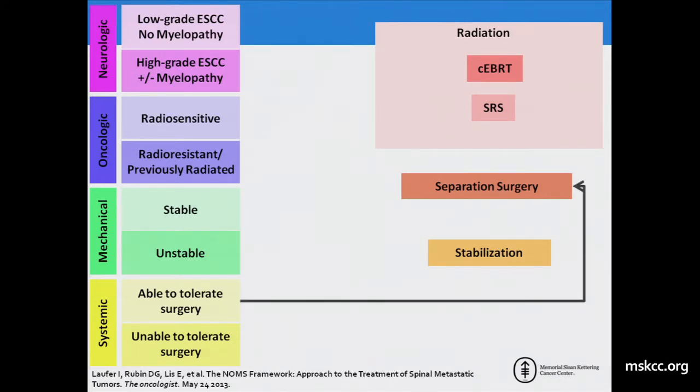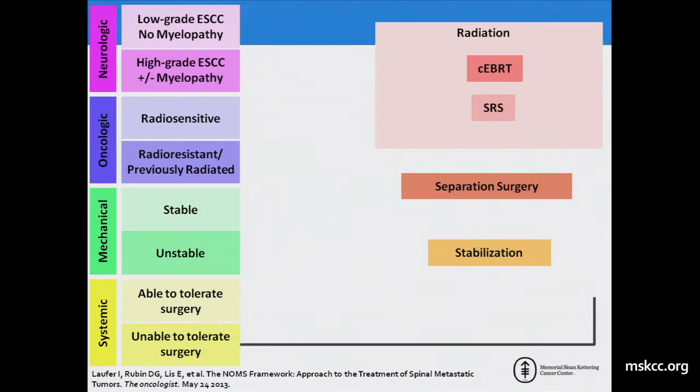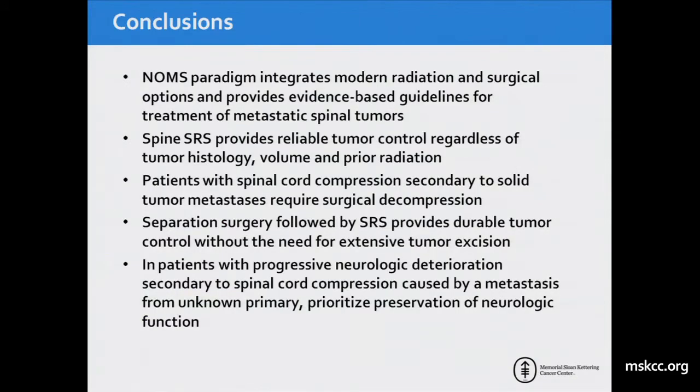Look at the systemic disease. If they can undergo separation surgery, if that's the indication, then they can, and otherwise these patients can go for palliative radiation, which can work as well. So in conclusion, NOMS paradigm integrates modern radiation and surgical options and provides evidence-based guidelines for treatment of metastatic spinal tumors. Spine SRS provides reliable tumor control regardless of tumor histology, volume, and prior radiation, and you'll hear a lot about that tomorrow from some great speakers.